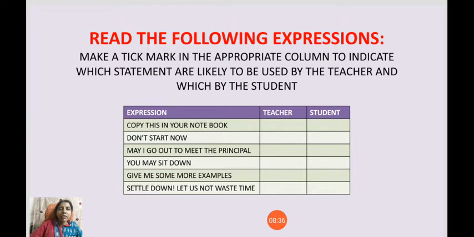Give me some more examples. See, here, give me some, it's not a polite form. When a student is speaking to a teacher, it will be in a very polite form. So that's why here it indicates it is an expression used by a teacher. Settle down, let us not waste time. So this is also one expression used by the teacher, right? So you need to take down the expressions and then read them once or twice and try to use them whenever needed.